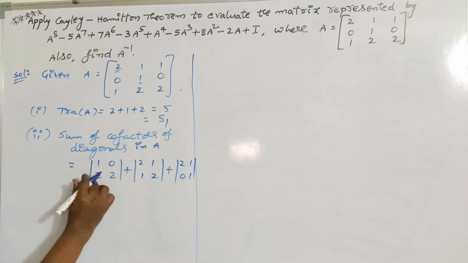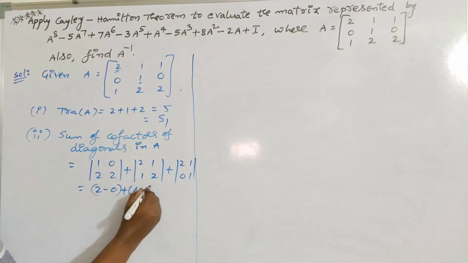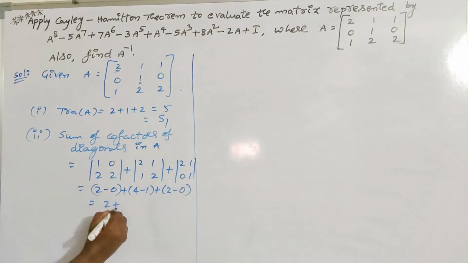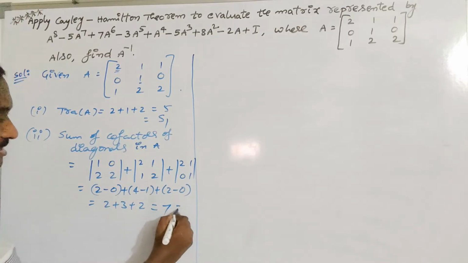2 1s are 2, 2 minus 0, it would be 0. Plus 2 2s are 4 minus 1. 2 1s are 2 minus 0. So, 2 plus 3 plus 2. I got 7. You can say this is S2.